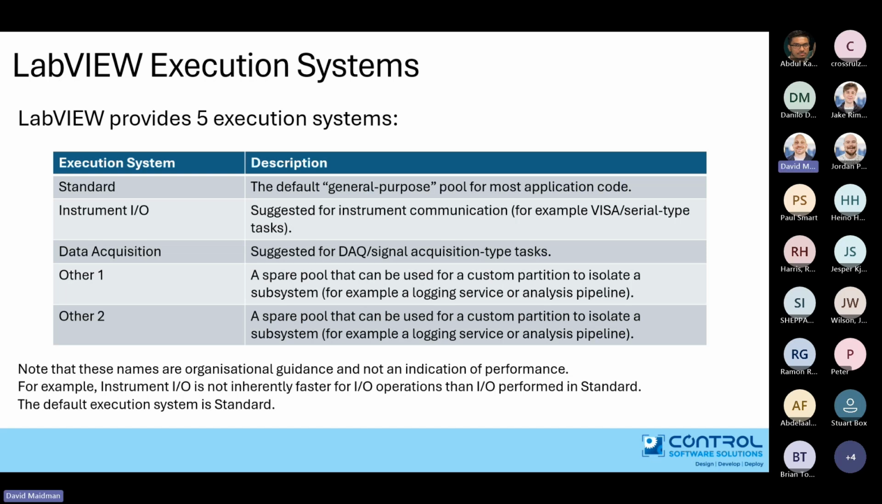I said that these are suggested. That's because these names are for organizational guidance, so it doesn't imply any performance benefit. Putting IO tasks in the instrument IO execution system won't make it work more efficiently than keeping it in the standard execution system. But the thing to take from this is these are areas where we can put related tasks that we want to operate within the same thread pool. So these are the execution systems.